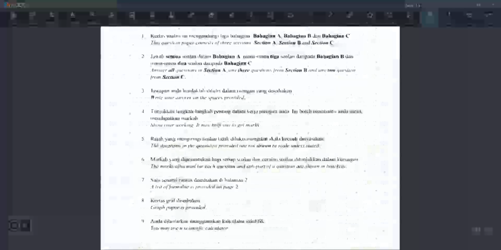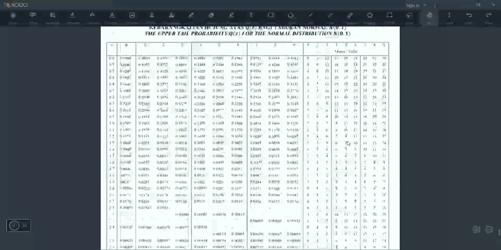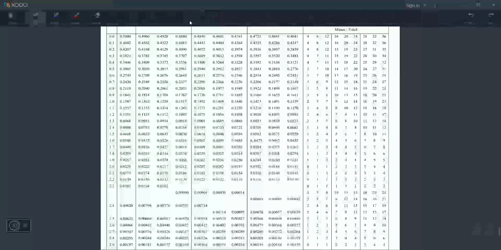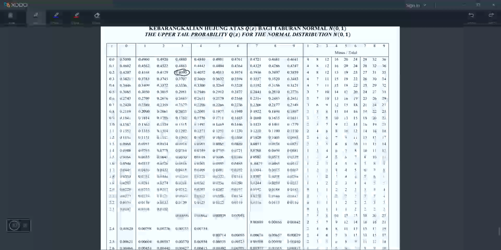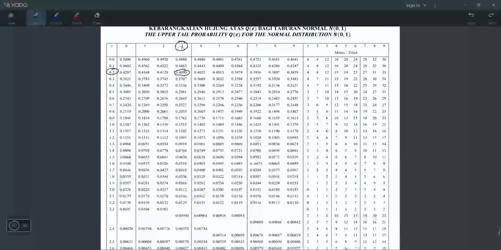The jadual is usually at the back page. Okay, I found it already. So 0.409, let's find it. 0.40. Okay, jumpa already, this one. So I don't have to tolak anything because it's already exactly 0.409. So now I can just baca here. So the answer is 0.23.